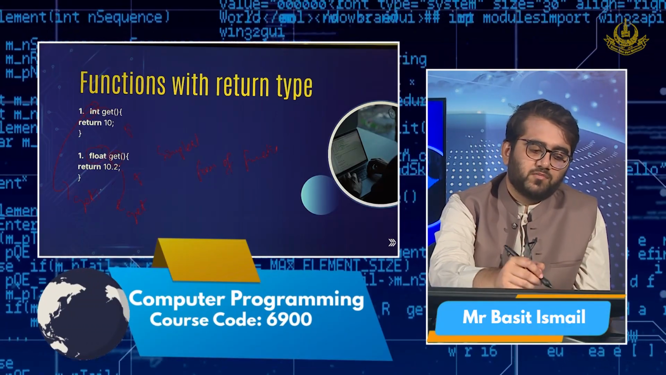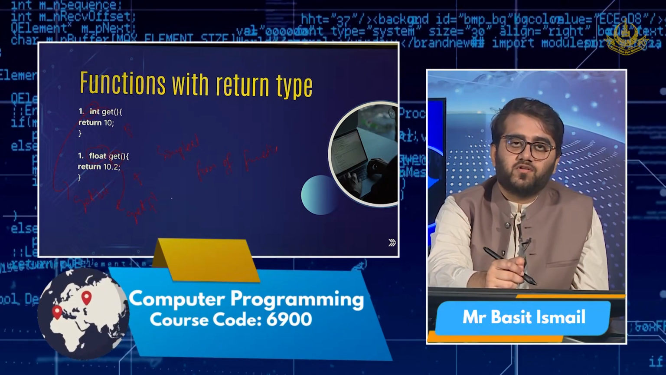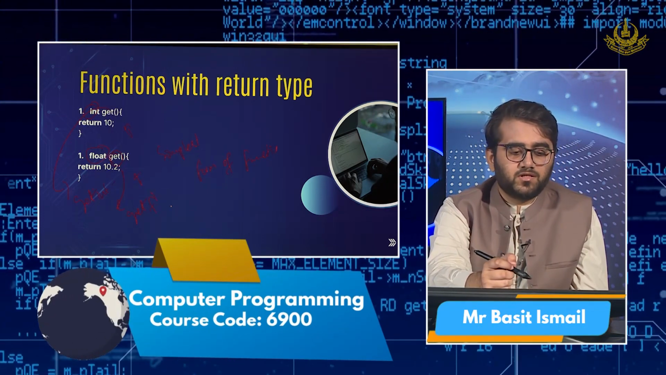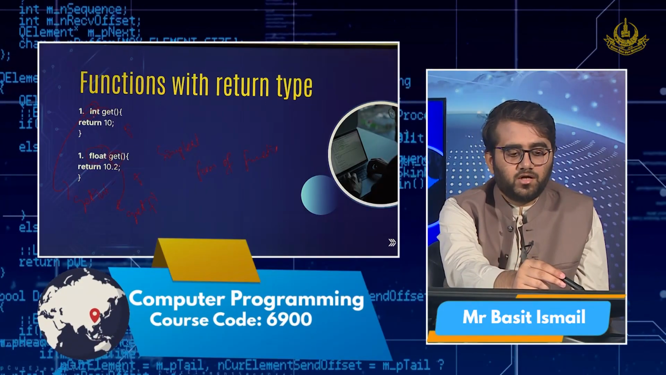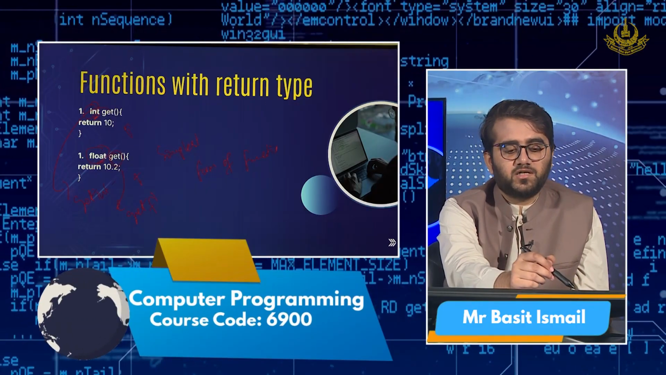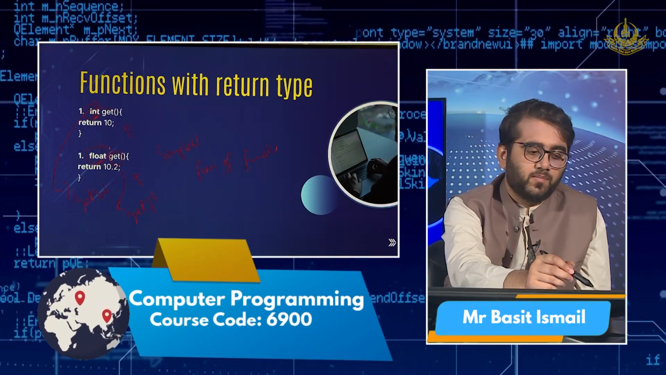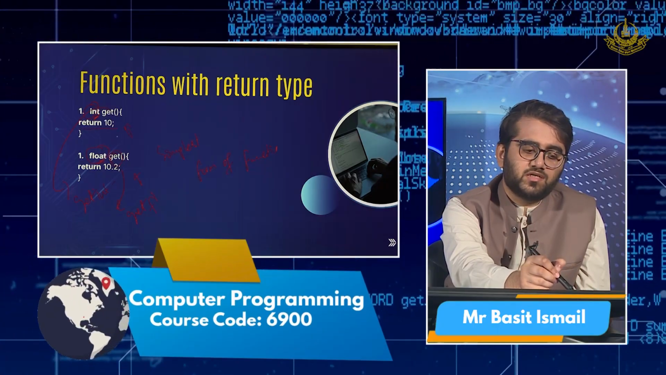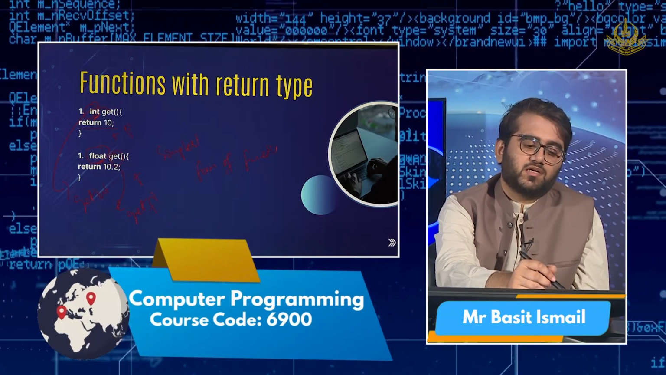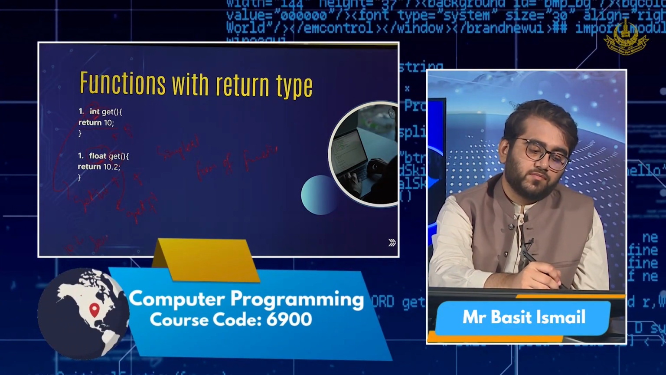If we had the names getInt and getFloat, that would have been better. However, you can use the same name for the function, and due to the different return types, the compiler would be able to tell which function is being called. In the first function we are just returning a simple whole number 10, and in the second function we are returning 10.2, which is a floating or decimal point number.